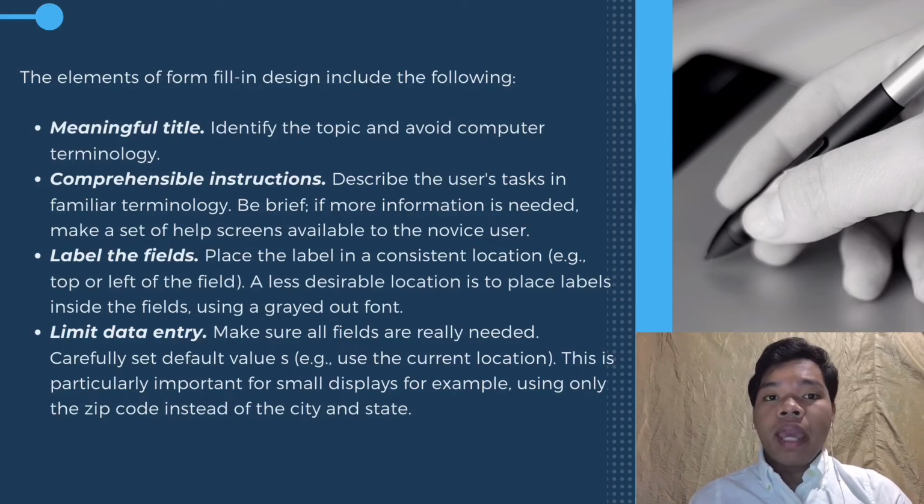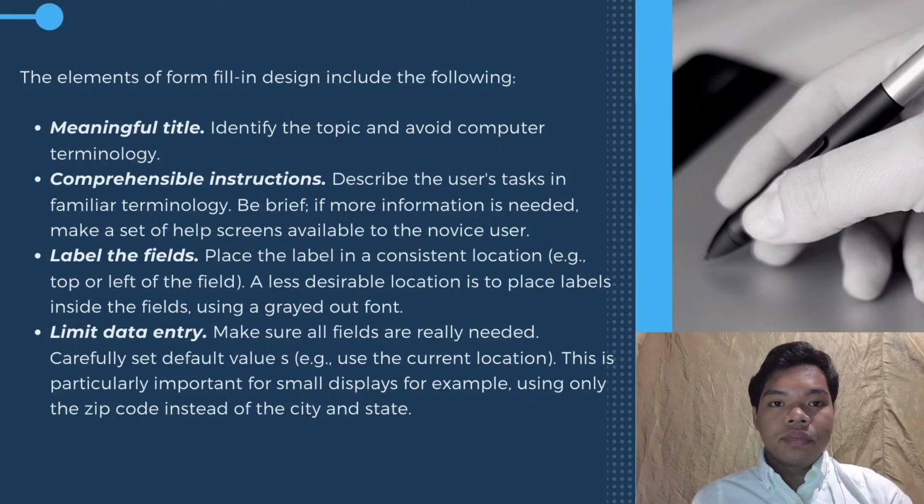Second, comprehensible instructions. Describe the user's stance in familiar terminology. Be brief. If more information is needed, make a set of help screens available to the novice user. A useful rule is to use the word type for entering information and the word press for special keys such as the tab, enter, or cursor movement arrow keys.